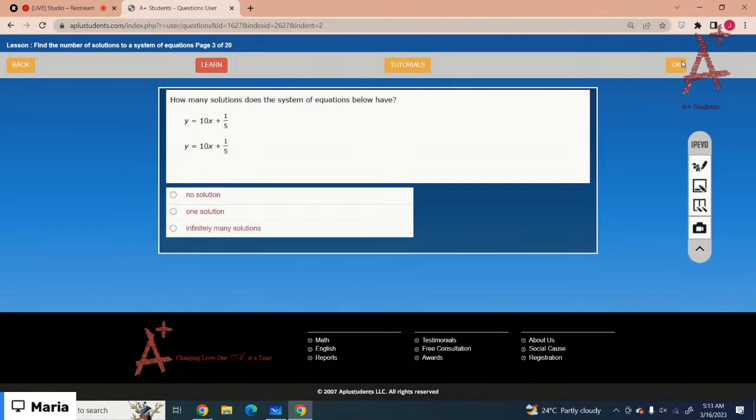Okay, the next one is y = 10x + 1/5 and y = 10x + 1/5. Both equations are identical. They are exactly the same. When both equations are identical, they have infinitely many solutions. Got it?